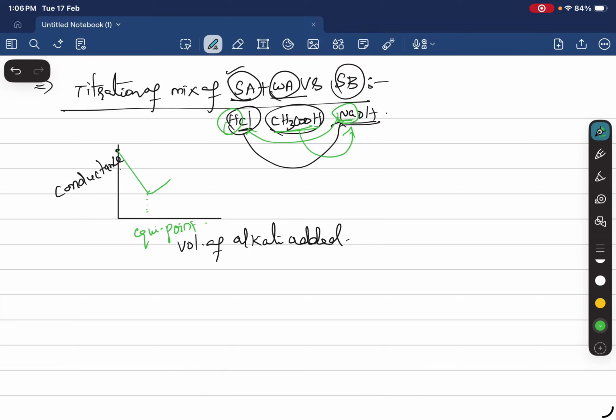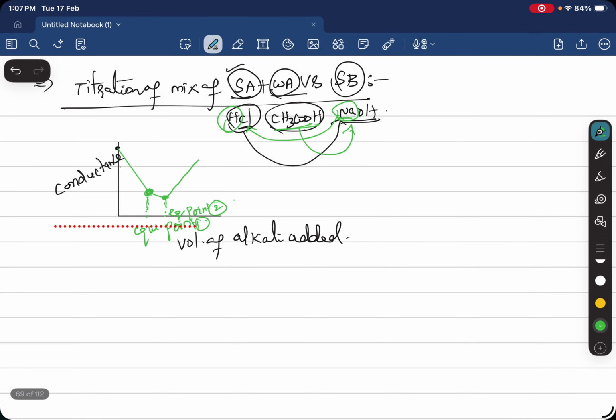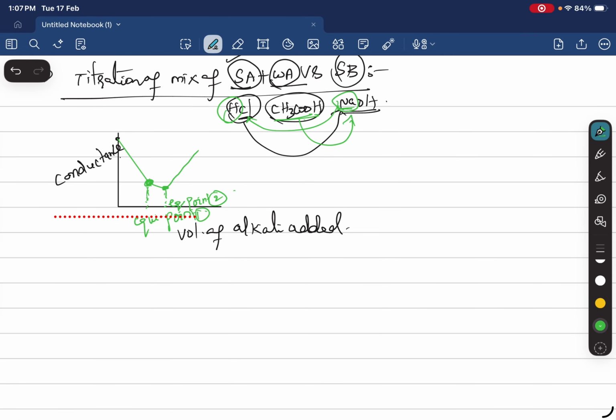So here you should understand carefully. Since CH3COOH is weak, there is less dissociation at the start and then a sudden rise like this. So this is equivalence point 1, the equivalence point with HCl, and this is the equivalence point of CH3COOH, which is 2. And after reaching the equivalence point of both, we keep on adding base, so it suddenly increases or rises. That's how the equivalence point appears with a mixture of strong acid and weak acid with strong base.